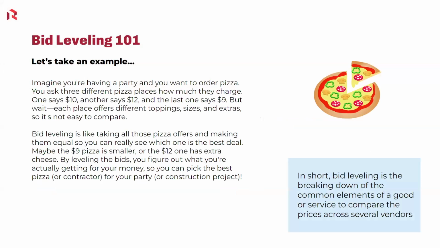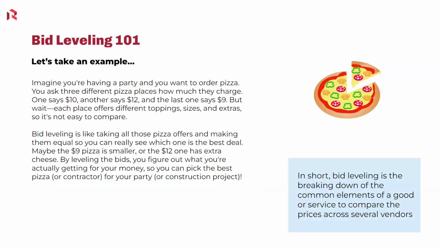I thought this would be a fun exercise. I went into Gemini, one of Google's new AI tools, and asked it to explain bid leveling like I was 5. It gave me this example, the pizza analogy. I know I have an audience of folks who are probably very familiar with this, but I figured it would be a nice way to get us started.